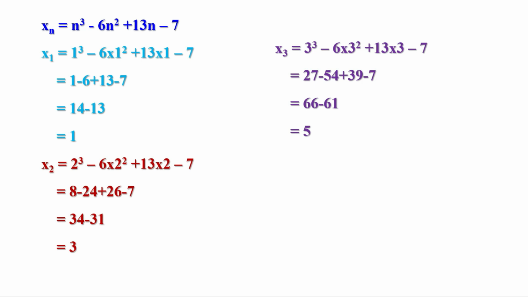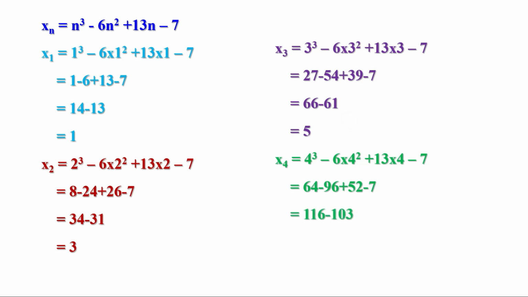First term is 1, second term is 3, third term is 5. Is it an arithmetic sequence? Let us check the fourth term also. What is the fourth term? 4 cube minus 6 into 4 square plus 13 into 4 minus 7. 4 cube is 64. 4 square is 16. 16 into minus 6 is minus 96. 13 into 4 is 52 and minus 7. Let us add the positive numbers together. 64 plus 52 is 116. Minus 96 minus 7 is minus 103. Subtracting, we will get 13.